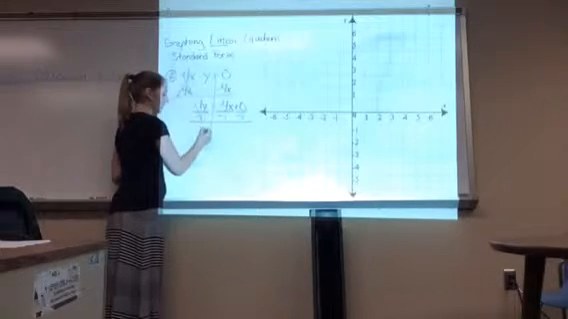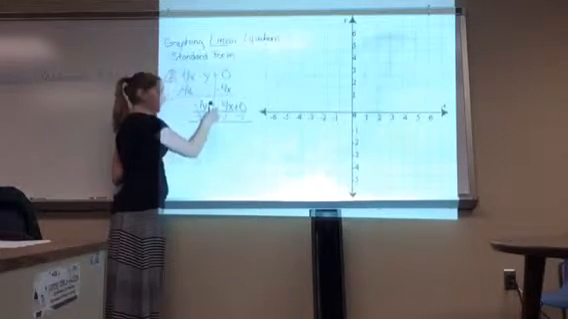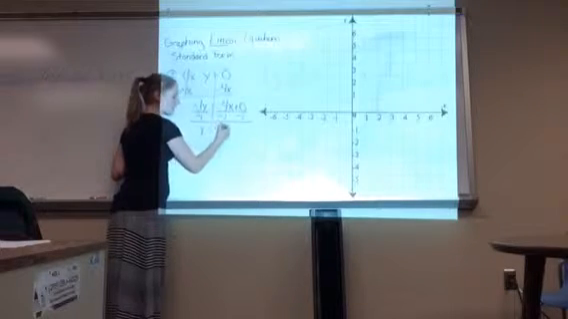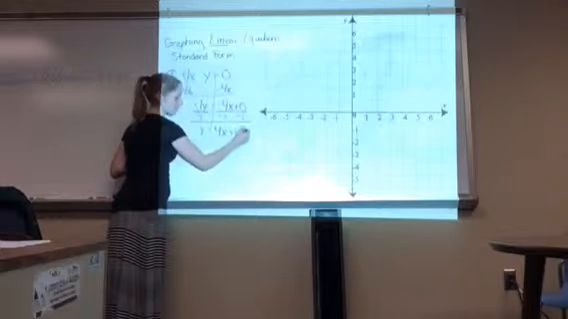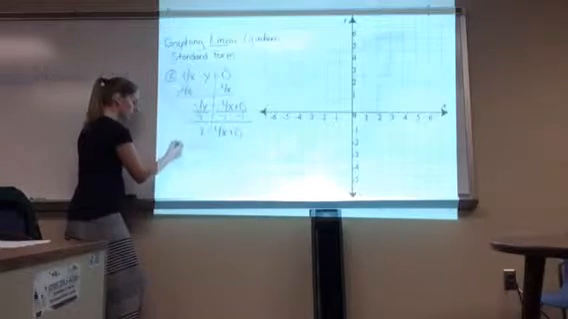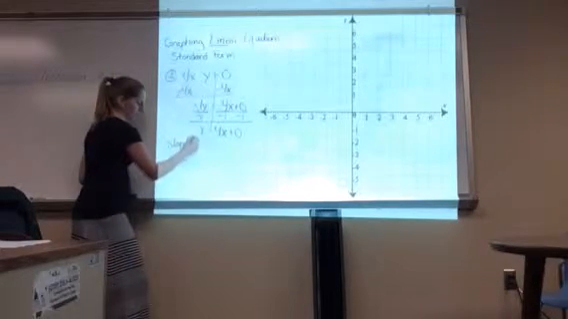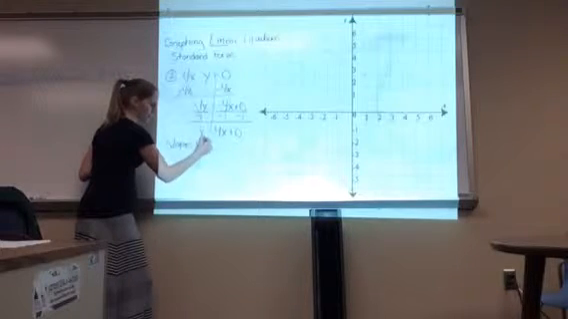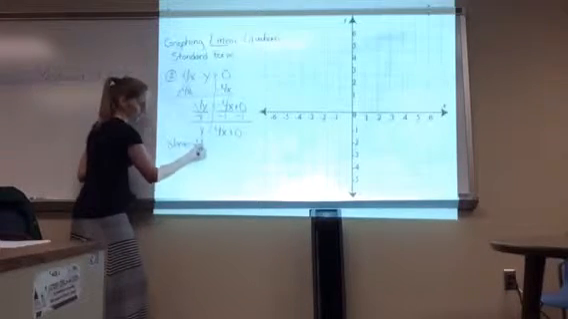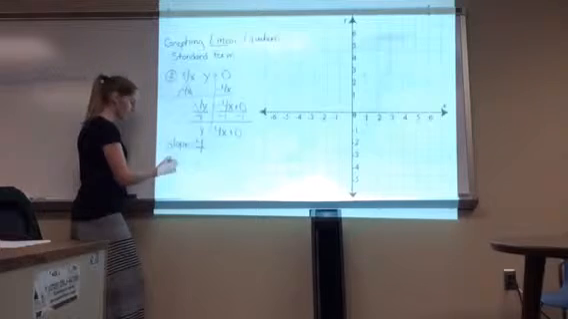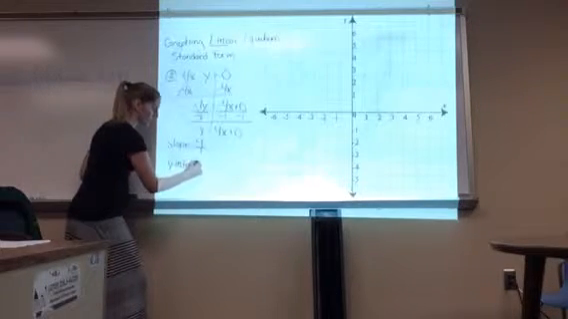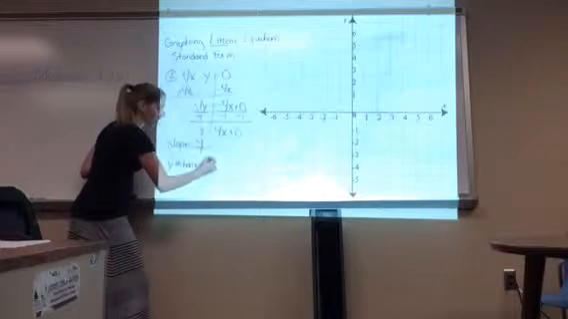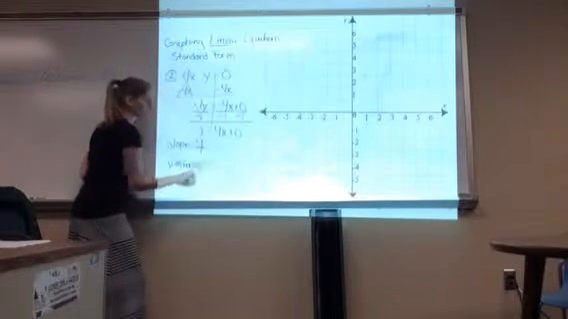So they cancel. I get y equals negative 4 divided by negative 1 is positive 4x. 0 divided by negative 1 is just 0. So my slope is going to be positive 4 over 1. Make sure you make it into a fraction. Positive 4 over 1. The y-intercept is just 0. Always graph your y-intercept first.